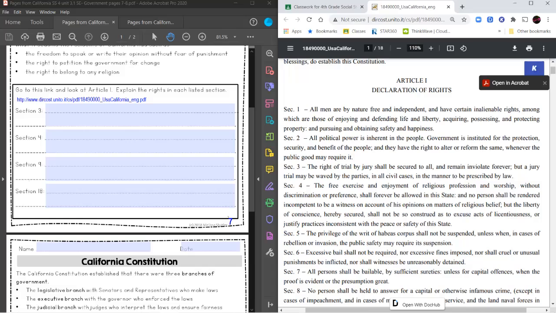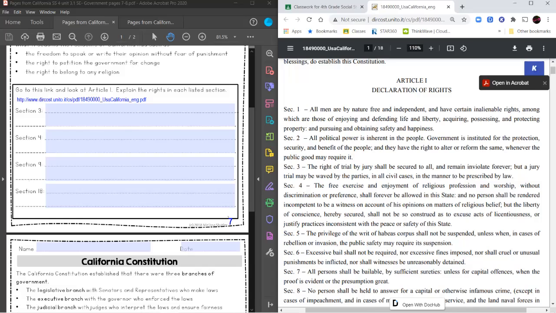Now for section 4, it says the free exercise and enjoyment of religious profession and worship without discrimination or preference shall forever be allowed in this state, and no person shall be rendered incompetent to be a witness on account of his opinions on matters of religious belief, but the liberty of conscience hereby secured shall not be so construed as to excuse acts of licentiousness or justify practices inconsistent with the peace or safety of the state. All right.